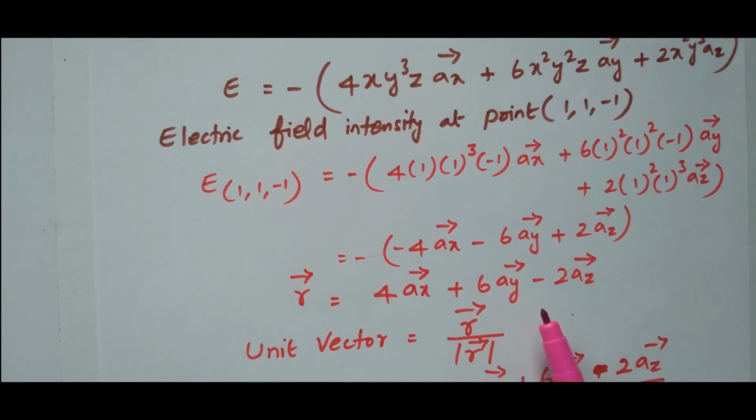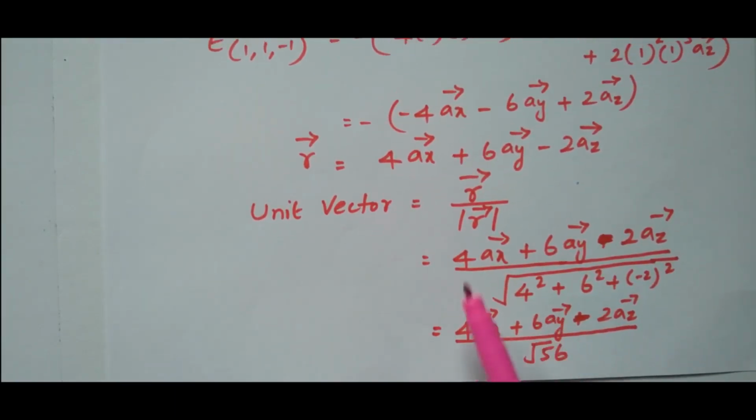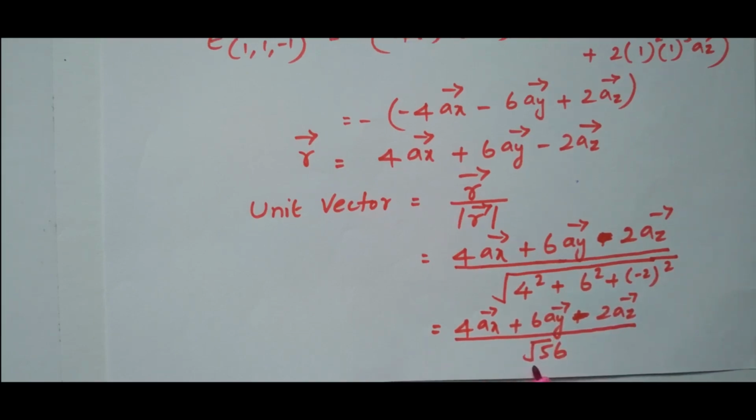What is a unit vector? A unit vector is nothing but vector by scalar. The formula for unit vector is r vector by r, the modulus of r. So the r vector is 4ax vector plus 6ay vector minus 2az vector. What is the magnitude? Square root of this. All these terms should be squared: 4 square plus 6 square plus minus 2 square. So that is equal to 56. So the unit vector will be 4ax vector plus 6ay vector minus 2az vector divided by square root of 56.